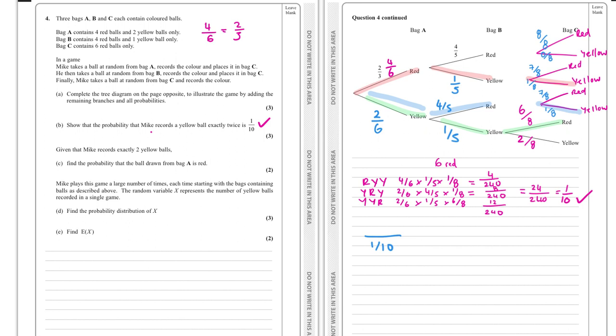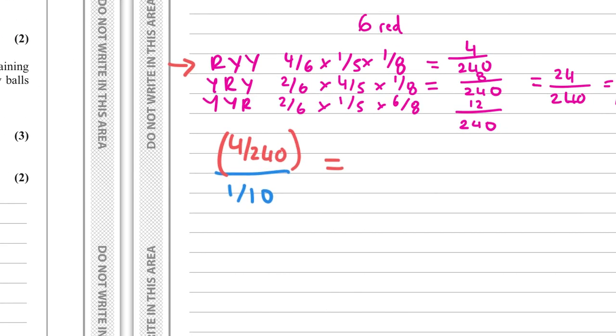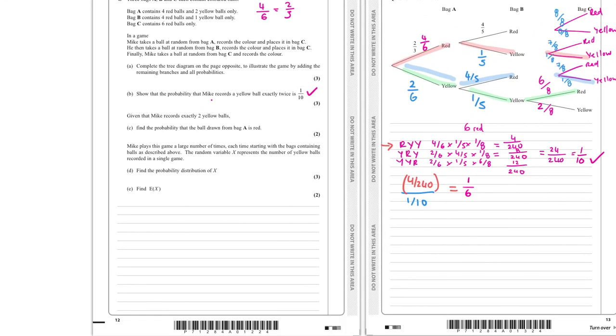Yellow, yellow is this one. So given that it's drawn from bag A, we're going to do 4 over 240 divided by 1 over 10. That is going to be what our probability is, which is 1 over 6. Okay, perfect. So nice and easy, 2 marks. So that was C, wasn't it?